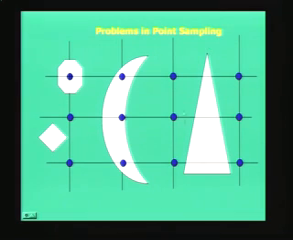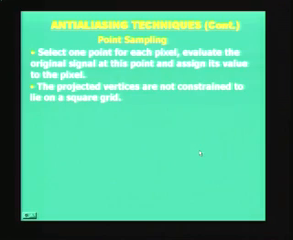An area may fall outside a grid point, and these are the problems associated with point sampling, where no grid pixel will be illuminated due to the presence of this triangle. So, that is the problem with point sampling, where we will see that the projected vertices are not constrained to lie on a square grid.